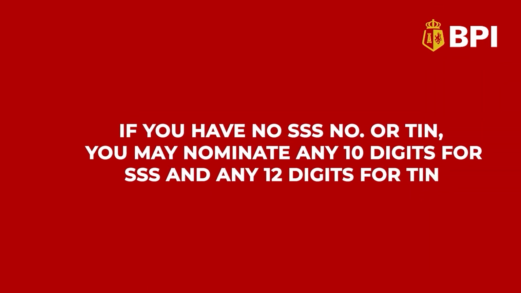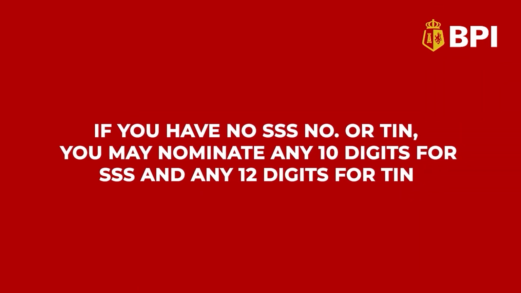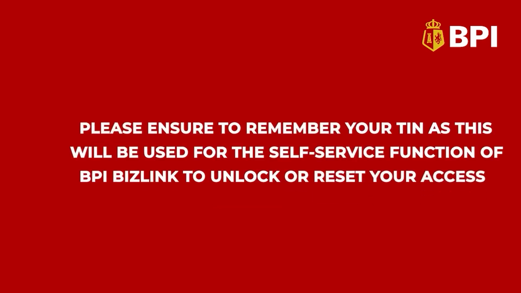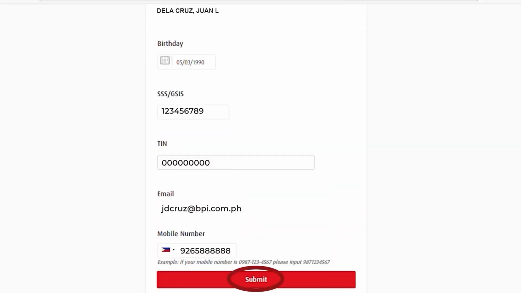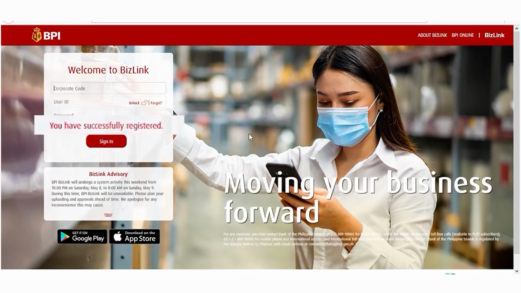Note, if you have no SSS number or TIN, you may nominate any 10 digits for SSS and any 12 digits for TIN. Please ensure to remember your TIN as this will be used for the self-service function of BPI BizLink to unlock or reset your access. Then click Submit. There you go. You have successfully activated your BPI BizLink access.